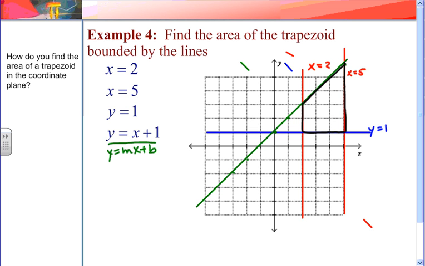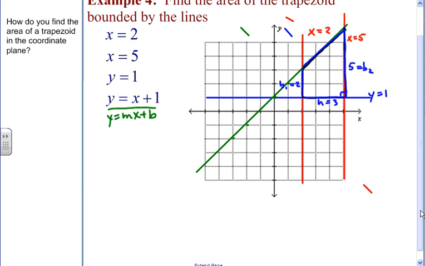So if I start on the left, this base here is 2 units. And this base here is 1, 2, 3, 4, 5 units. So we'll call that base 2 and base 1. Now remember, the height is perpendicular. So in this case, the height actually ends up being a side of the trapezoid, and it is 3 units. I don't even need to know anything about this slanty side that was created by that other line.